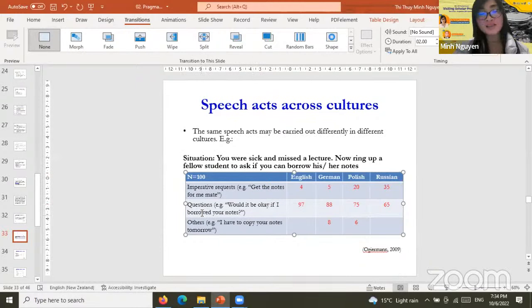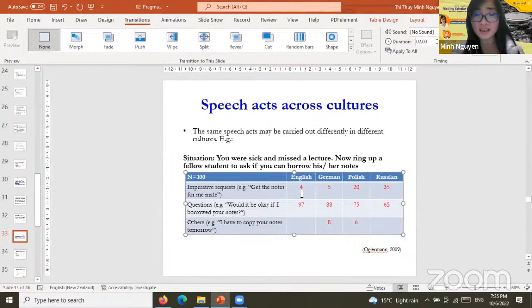She categorized the responses into three groups: imperative requests, for example, get the notes for me, mate; questions, interrogatives, for example, would it be okay if I borrow your notes?; or others, for example, I have to copy your notes tomorrow. She categorized the 400 responses she received into these three groups.